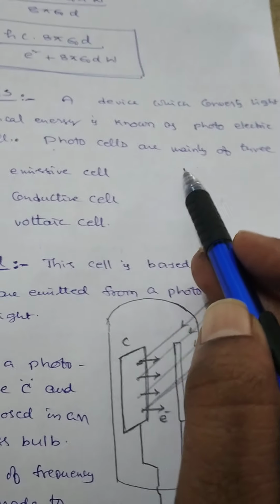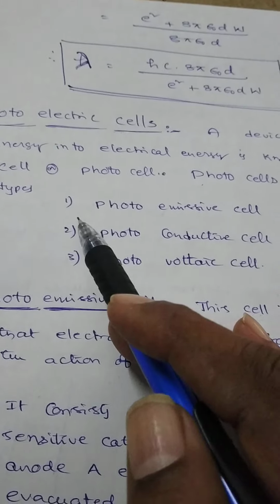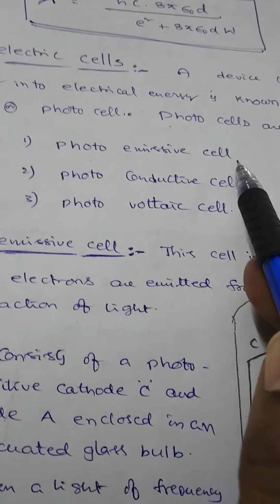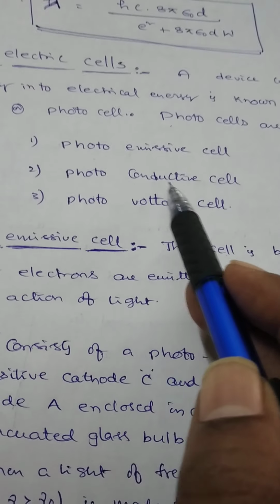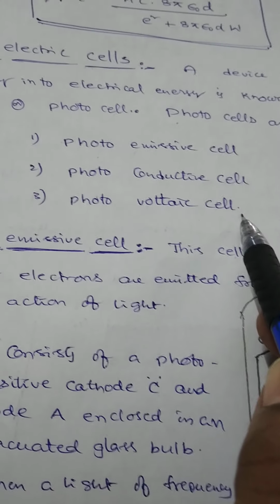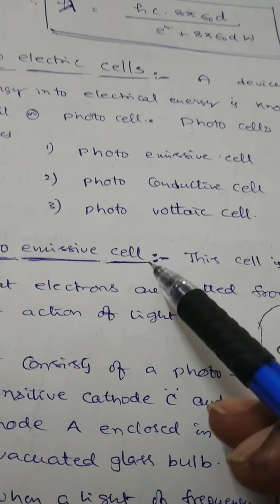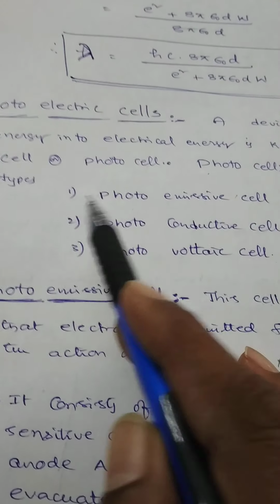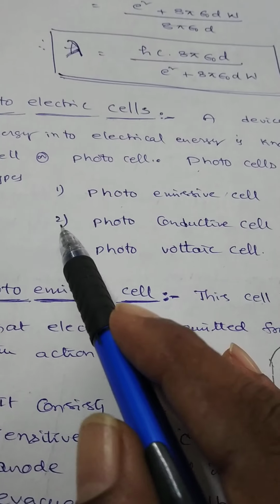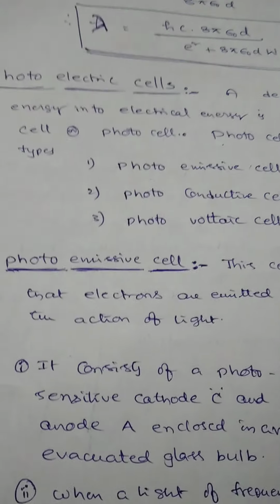Generally, photocells are mainly divided into three types. They are photoemissive cells, photoconductive cells, and third, photovoltaic cells. These are the types of photoelectric cells. First one is the photoemissive cell. Second one, photoconductive cell. Third one is the photovoltaic cell.